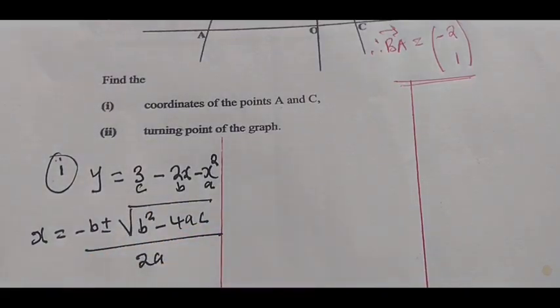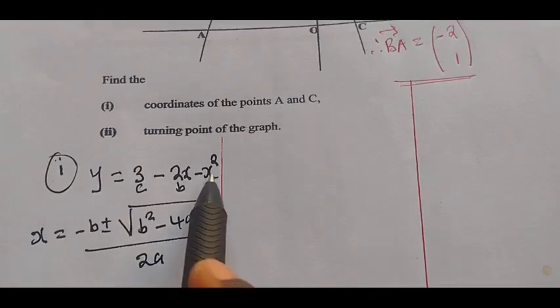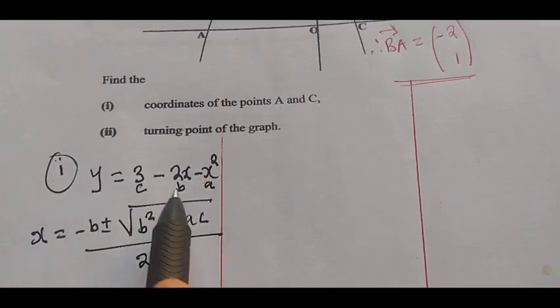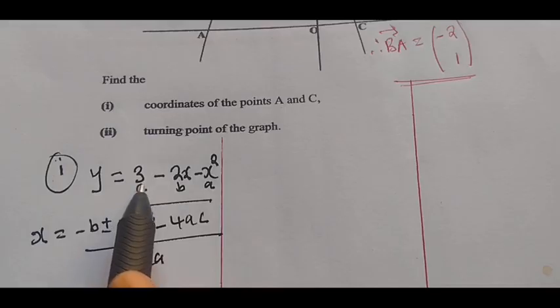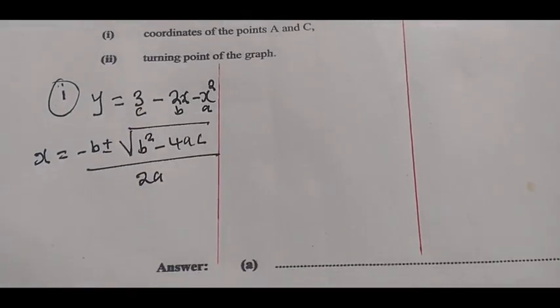Okay, so the coefficient of x squared is negative 1. The coefficient of x is negative 2, so here b will be negative 2. The a will be negative 1. Then c is the constant, which is a positive 3 right there. So let us just substitute.